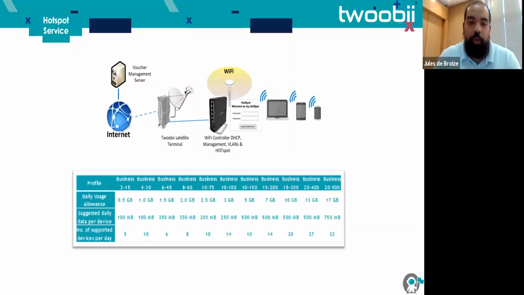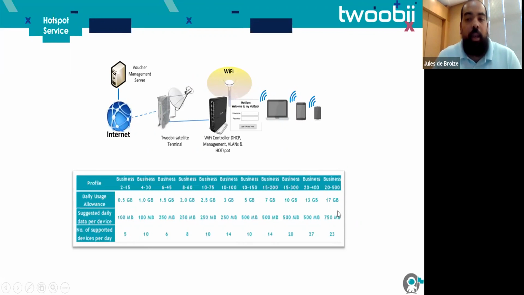For example, if we take this business 4 meg profile, we have a daily allowance of, let's say, 1 gig. If we give everybody 100 megs, we can support 10 users, where all 10 users experience a fair piece of this 4 meg. No one gets more priority than the other; all 10 have the same priority. This applies for 6 meg, 10 meg, right up to our 20 meg profiles.